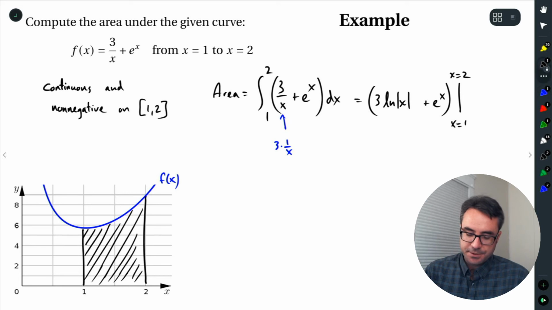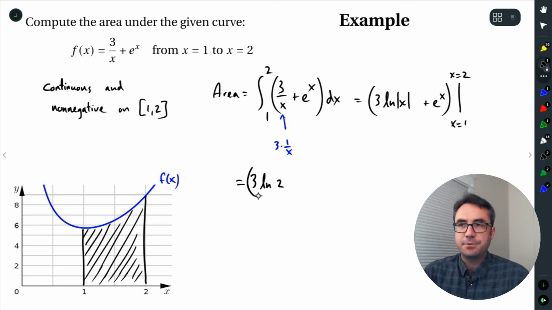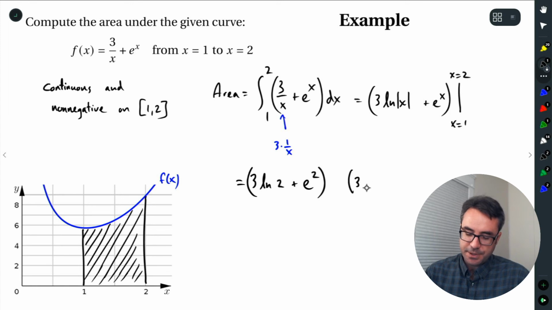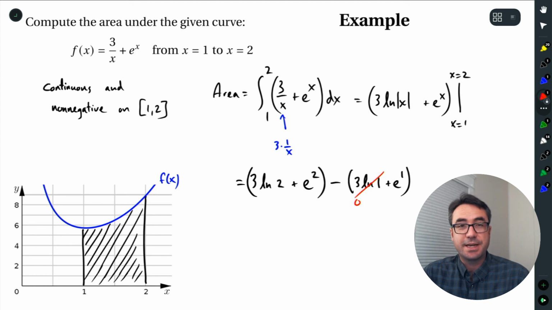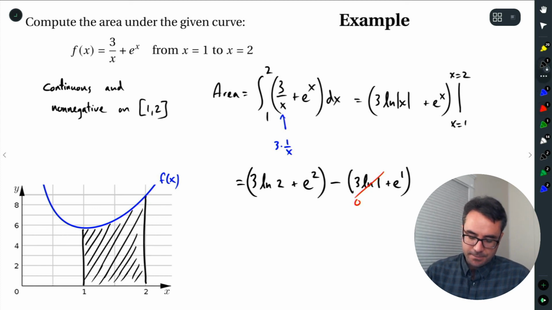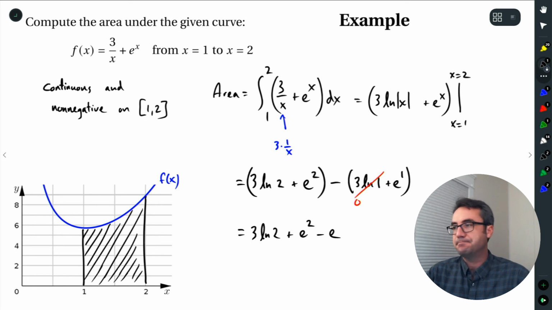So the top number goes in first. So we get 3 times natural log 2, and absolute value 2 is just positive 2, plus e squared. And then we're going to plug in our lower limit. So 3 times natural log 1 plus e raised to the power 1, and absolute value 1 is just positive 1. And then we subtract. There's a little bit of simplifying we can do. Natural log of 1 is just 0, so this 3 times natural log 1 ends up just getting canceled off. So our area here is 3 times natural log 2 plus e squared minus e.